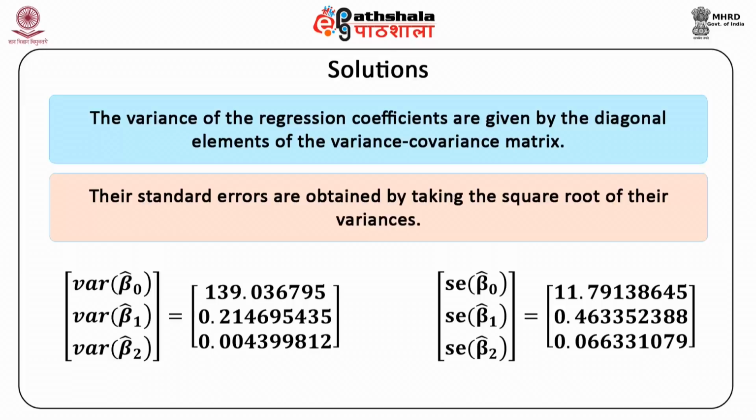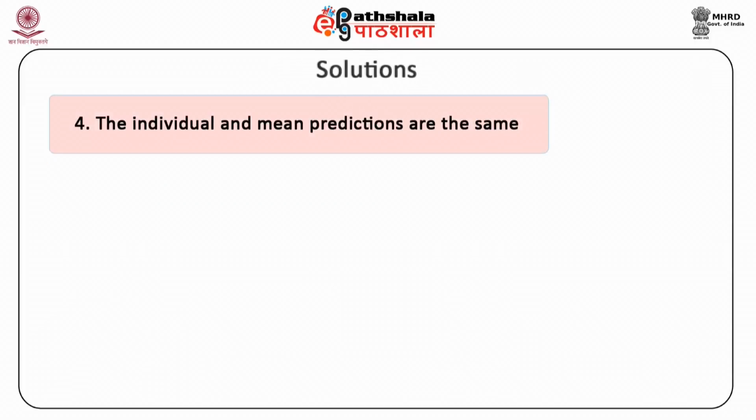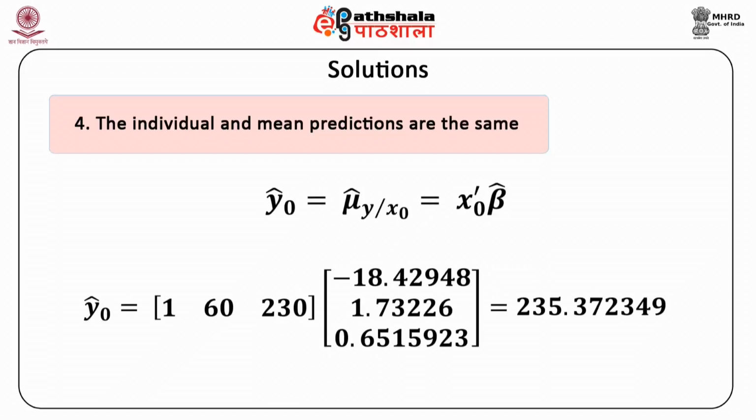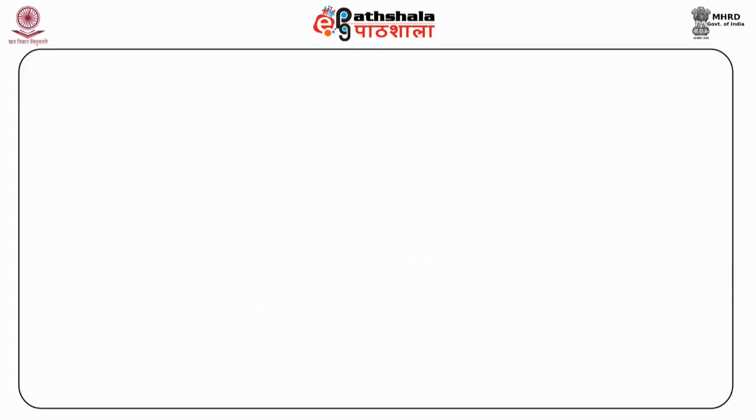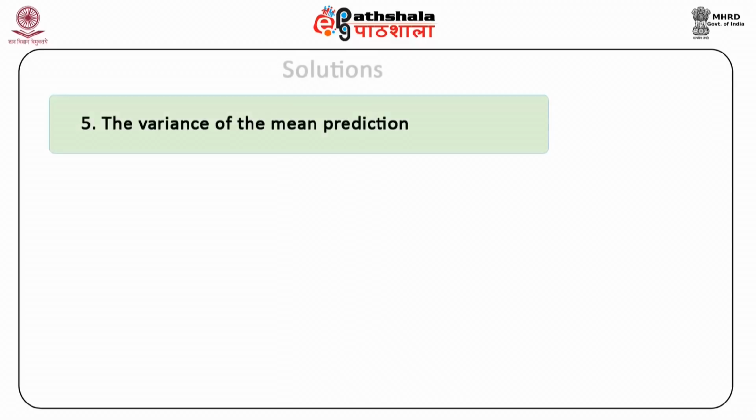The fourth part of our question is the individual and mean predictions. They are the same and can be calculated as follows. y0 hat is equal to mu y hat given x0, and this is equal to x0 prime into beta hat. Now on substitution of these values, we get y0 hat equal to 235.372349.